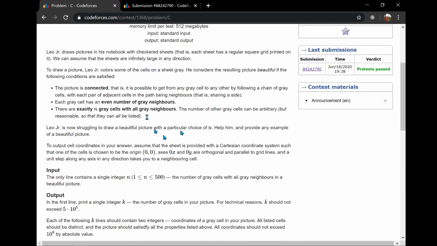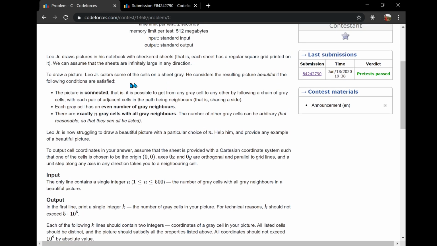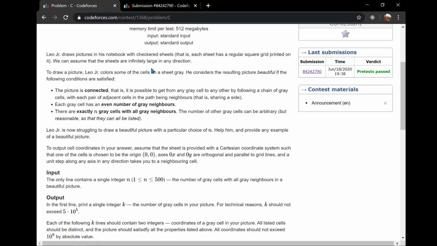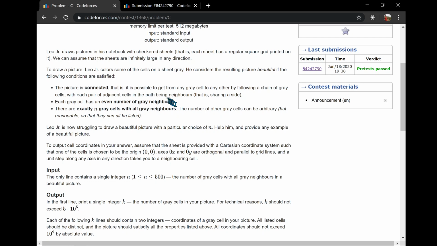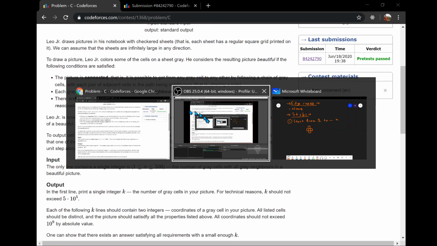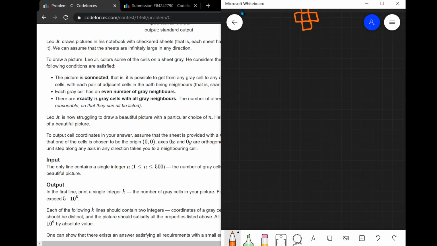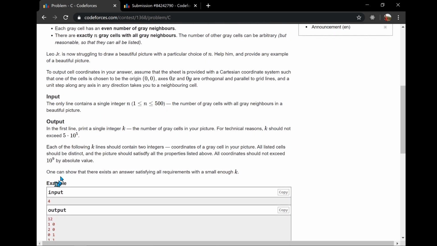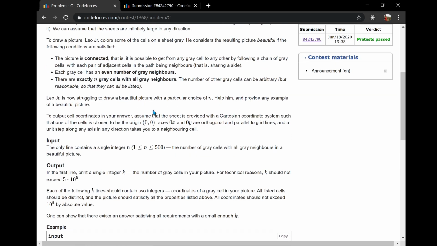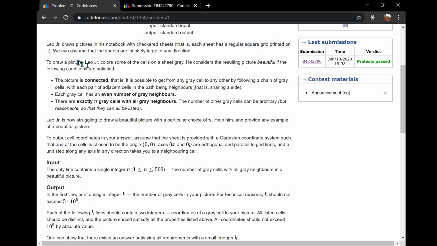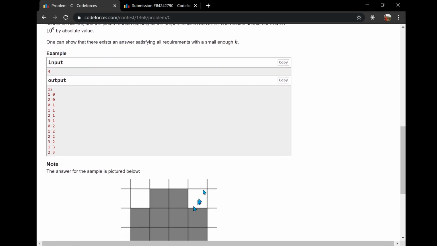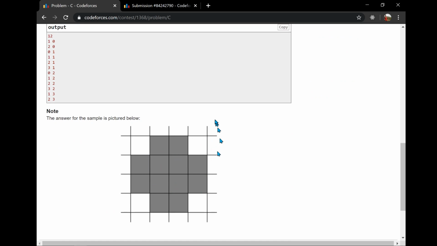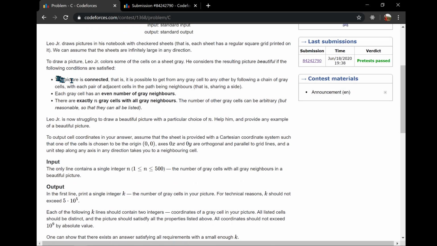So the problem statement is here. You can read the problem, but if we try to understand it simply, without missing any of the important points, then the problem is something like this. The problem basically states that we will be given some number n, and we have to form a picture in the form of a 2D Cartesian coordinate, and these are the basic conditions which we need to meet.